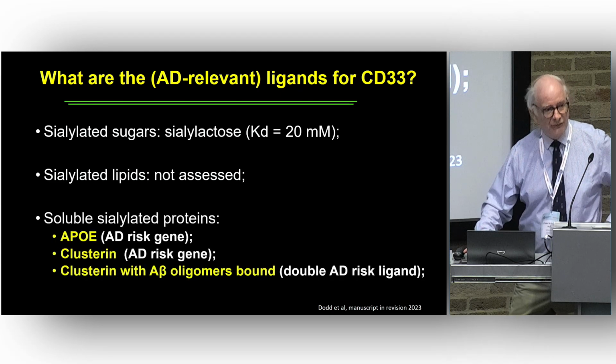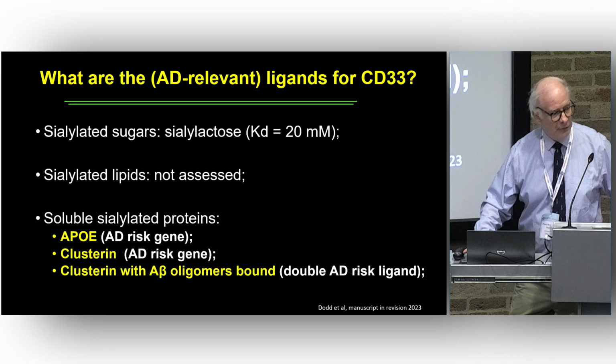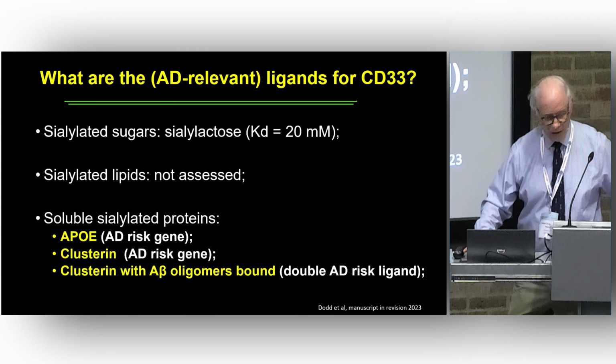But we did have some ideas about what to look at in terms of soluble sialylated proteins, particularly big ones. And that was because there were two AD risk proteins, ApoE and clusterin, which are sialylated.